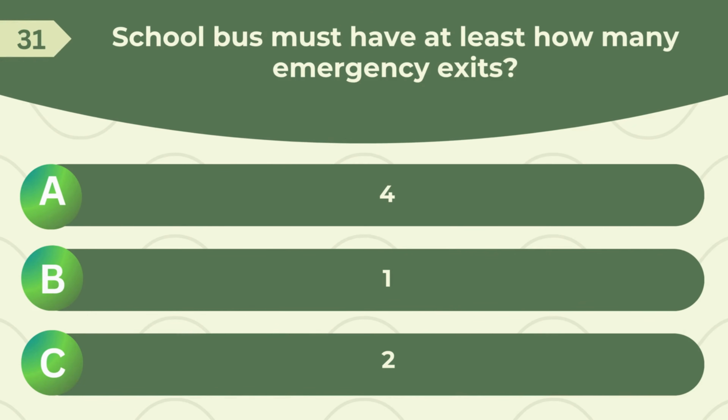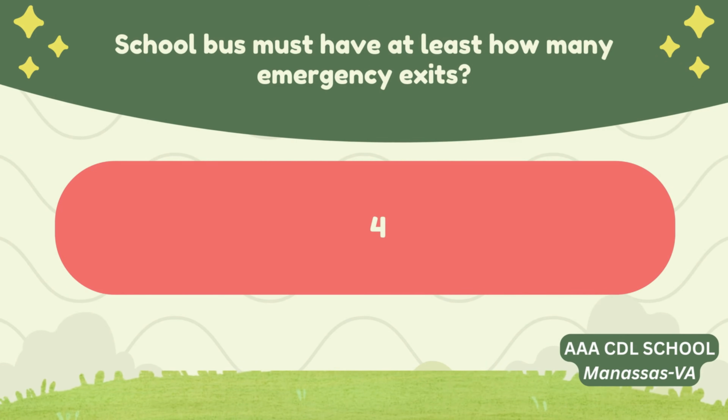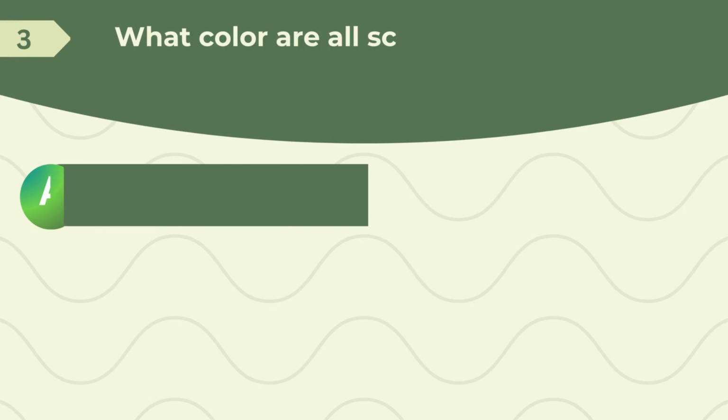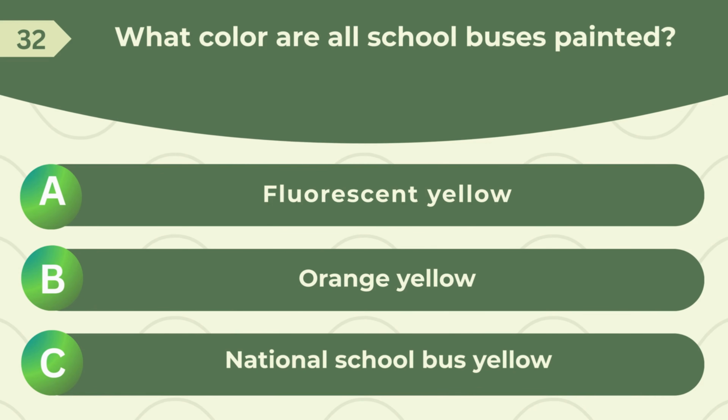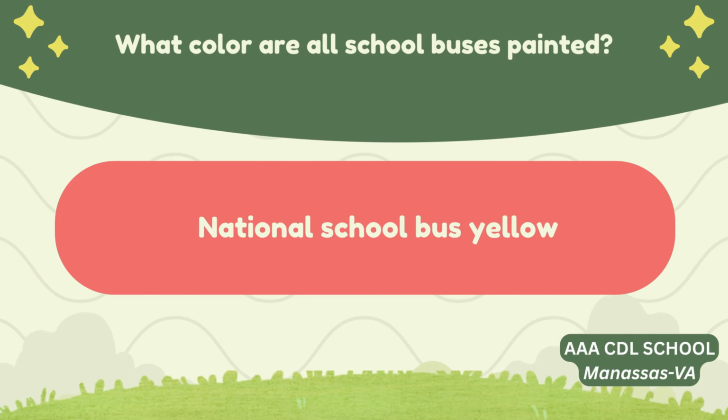A school bus must have at least how many emergency exits? A. 4. B. 1. C. 2. Correct answer: 4. What color are all school buses painted? A. Fluorescent yellow. B. Orange yellow. C. National School Bus yellow. Correct answer: National School Bus yellow.